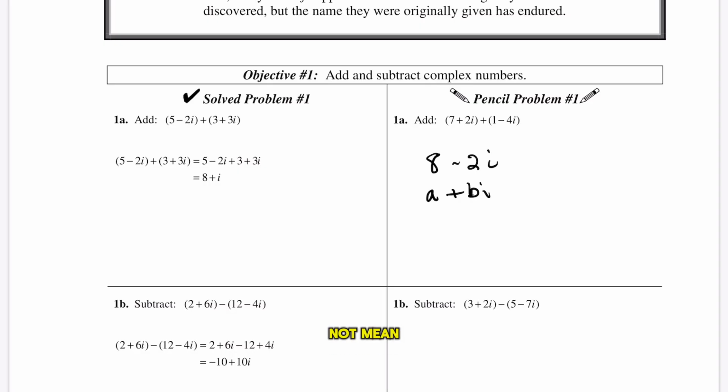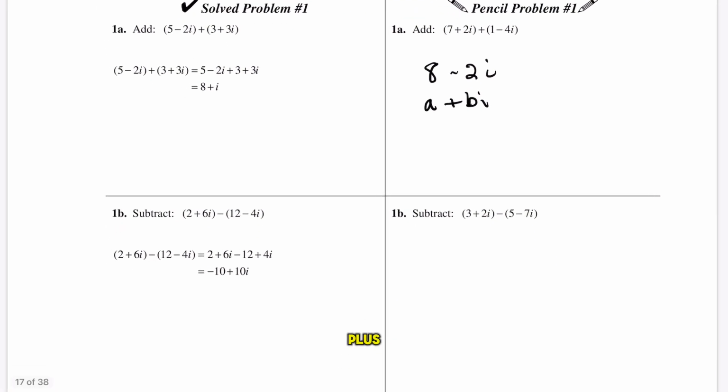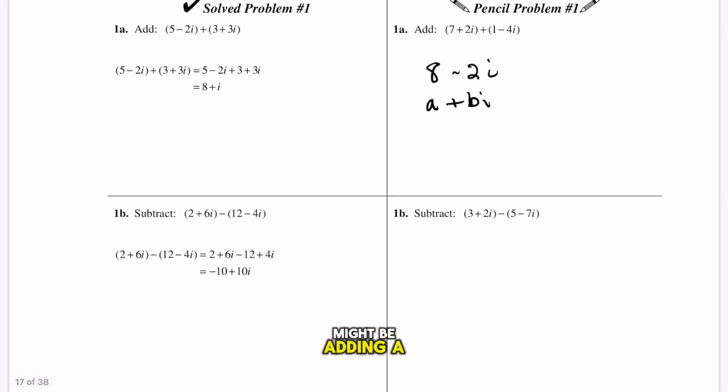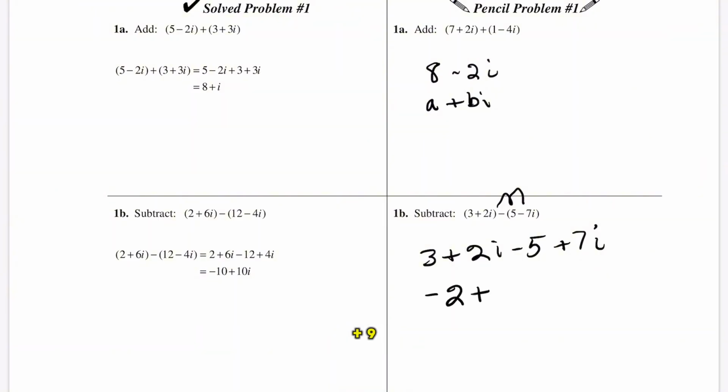So the plus does not mean that your result is going to end up with a plus, but you're always adding in algebra. So just keep that in mind, that even when you have a plus, it could be a negative number. So you might be adding a negative number to something. And then when you subtract, you just need to be careful that you distribute this negative to both terms inside the parentheses. So 3 plus 2i minus 5 plus 7i. Just be careful with that. So you end up with negative 2 plus 9i.